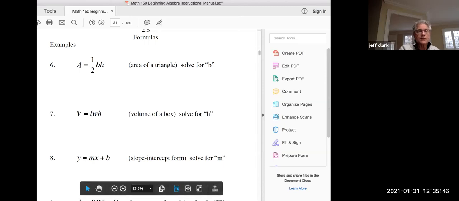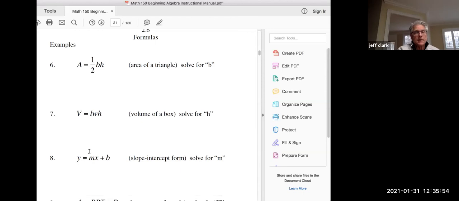Okay, so the next ones, number 6, 7, and 8. I'm going to do 8 slightly different. So I'm going to modify 8 instead of solving for m. I'm going to do something a little different. But for 6 and 7, I need to get letter B by itself and letter H by itself. And the idea is, it looks like this is all being multiplied. So divide. Same thing here, all being multiplied. Again, divide. So I'm going to do 6 and 7 first.